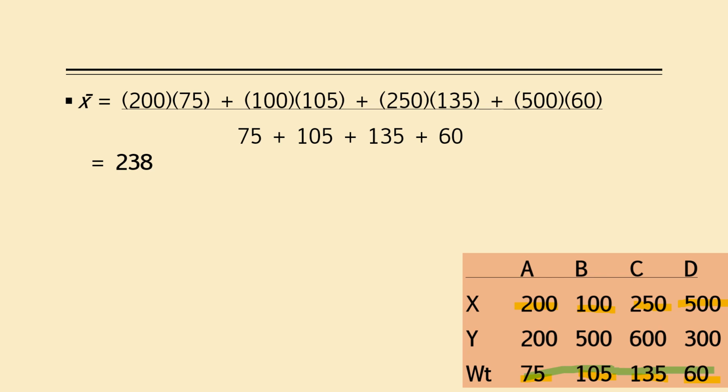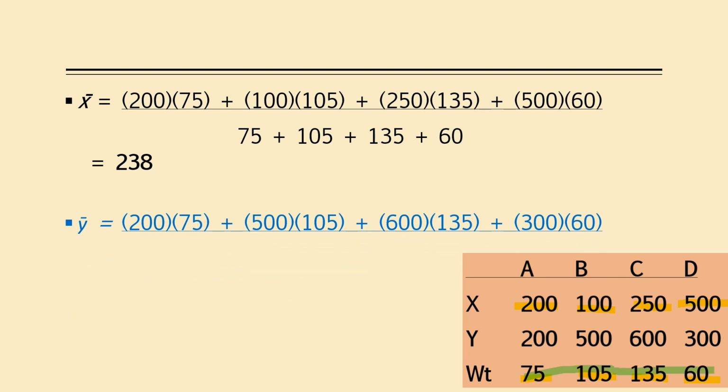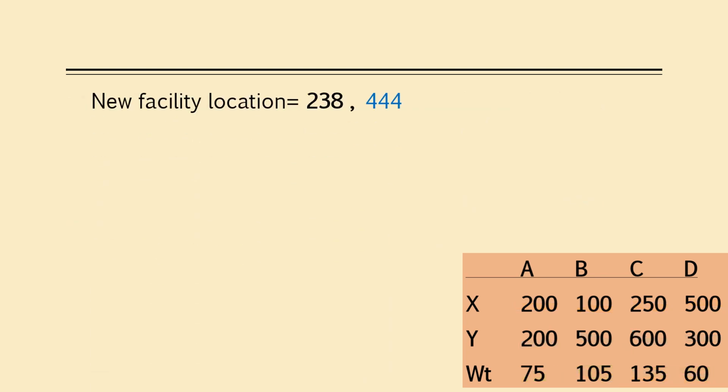Let's do the same method for y. Here the y coordinate has to be multiplied by its weight: 200 times 75, 500 times 105, 600 times 135 and finally 300 times 60, which should be divided by the total weight. Then we obtain the y coordinate as 444. Accordingly, the new facility should be located at the coordinates x 238 and y 444. This is the point in the middle of each region which represents the regional market.